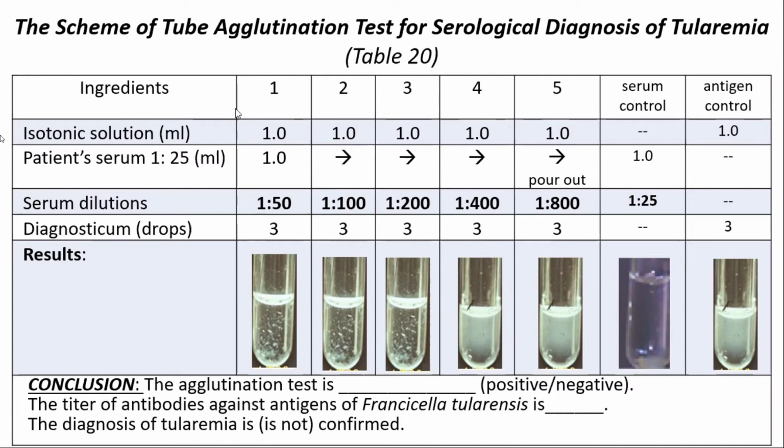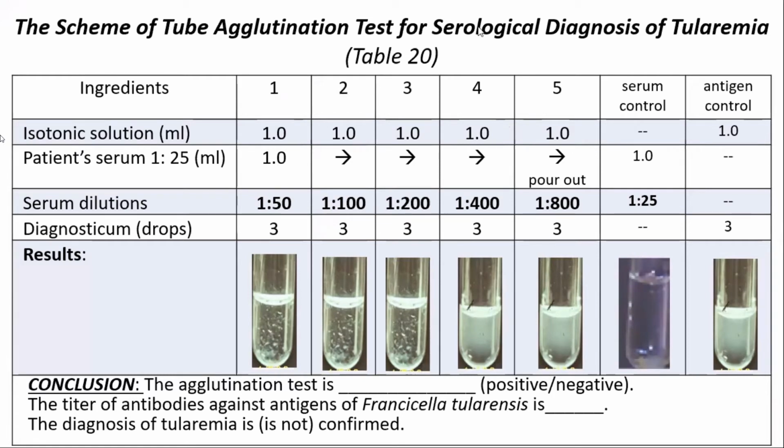Patient serum was diluted twofold. It was primarily diluted 1 to 25, and then twofold dilutions were prepared: 1 to 50, 100, 200, 400, 800 respectively. There are 2 tubes that stand for control. After preparing dilutions, the tularemia diagnosticum is added. 3 drops of diagnosticum are added to the test tubes and to the antigen control tube.